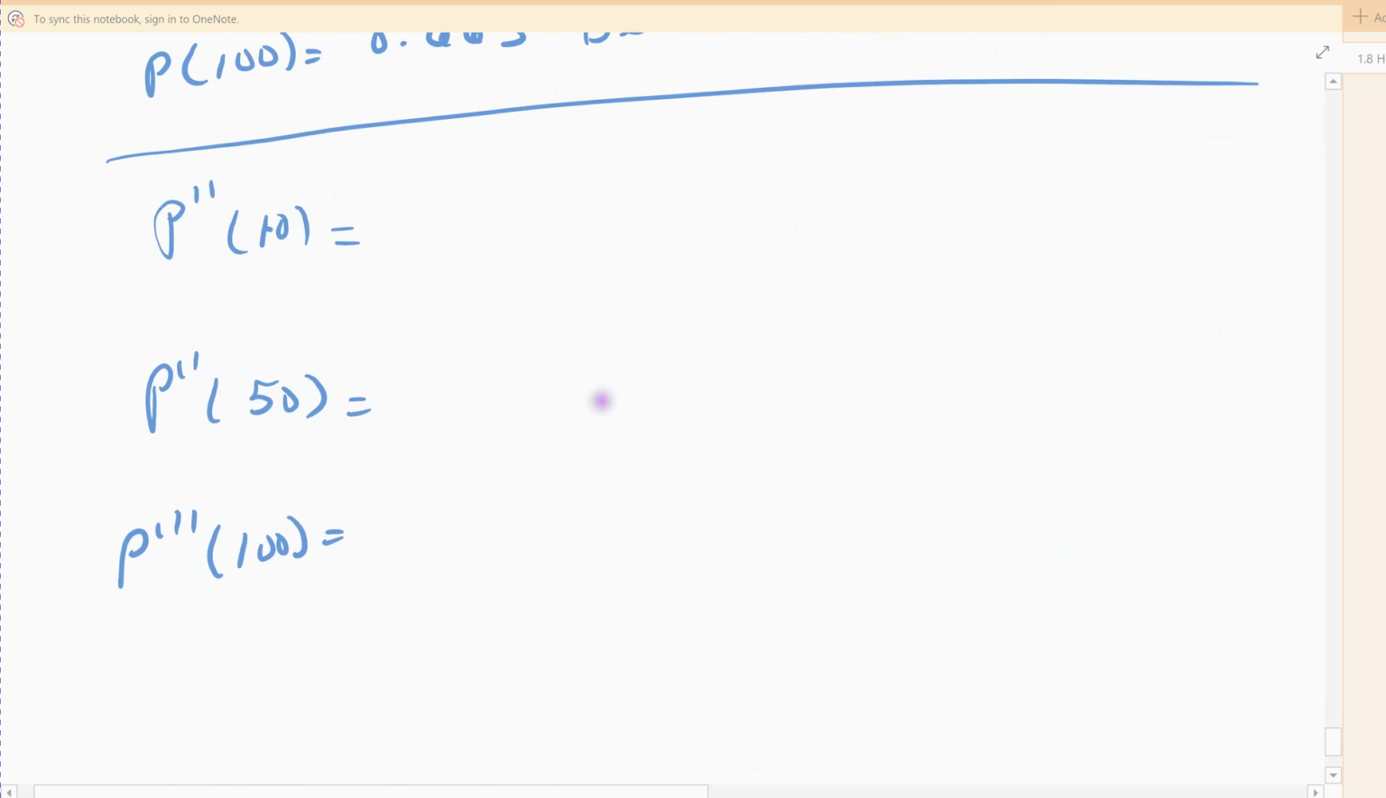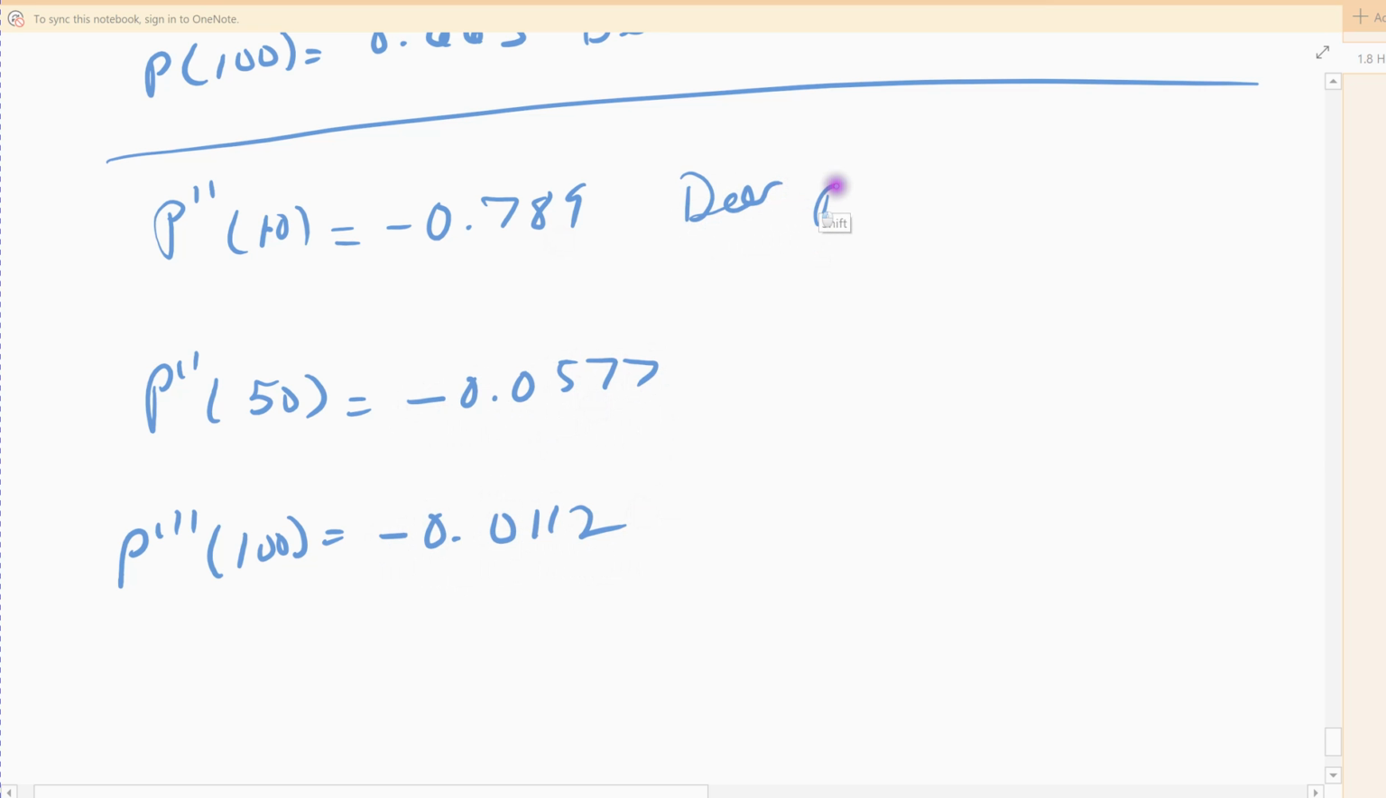Right. Again, I'm going to give them to you. You can check them out on your own. They are all negative and small numbers. So this is a negative 0.789. This was a negative 0.0577. Negative 0.0112. And so deer per month squared, right?